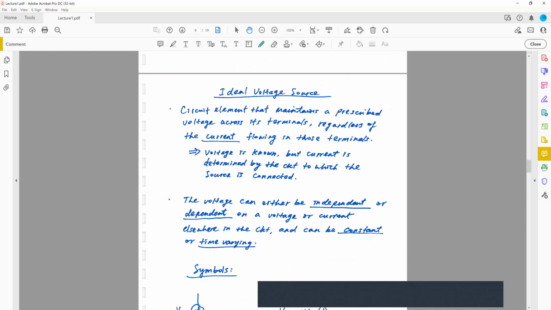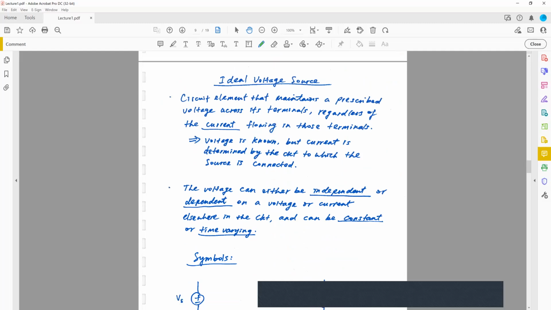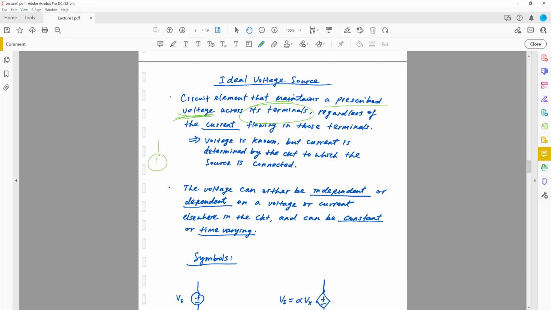For an ideal voltage source, what does an ideal voltage source do for you? An ideal voltage source is a circuit element that maintains a prescribed voltage. So I specify a voltage across the terminals. Let me just draw it over here. This is my voltage source. I have 2 terminals. It's a circuit element that maintains a prescribed voltage.